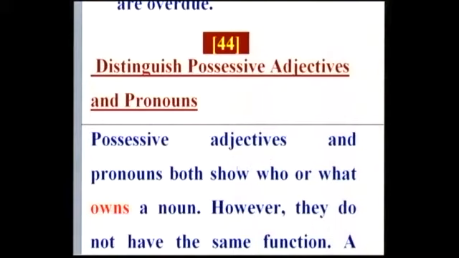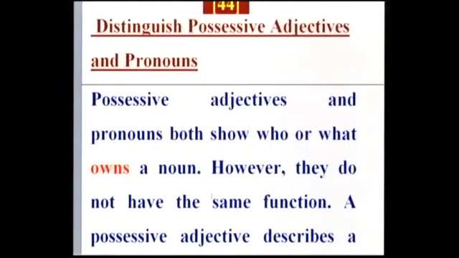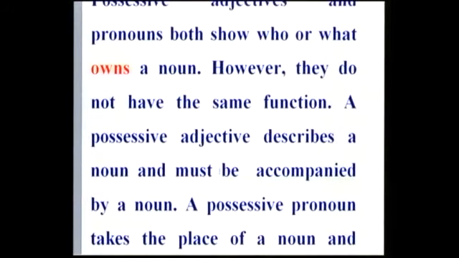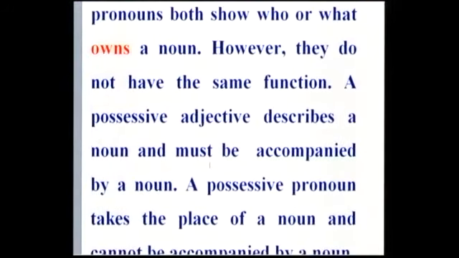Possessive adjectives and pronouns both show who or what owns a noun. However, they do not have the same function. طبعا وظيفة الناون غير وظيفة الادجكتيف، فبالتالي وظيفة البروناون البوزيسيف بروناون غير وظيفة البوزيسيف adjective. نشوف كده. A possessive adjective describes a noun. دايما انتوا عارفين ان الادجكتيف describes a noun and must be accompanied by a noun. يعني ايه؟ The adjective describes a noun يعني لازم يجي وراها اسم.